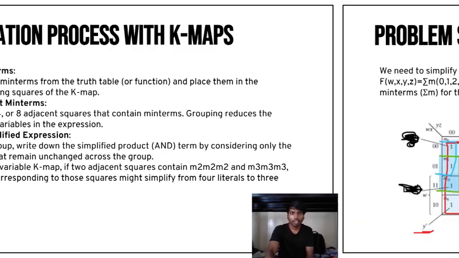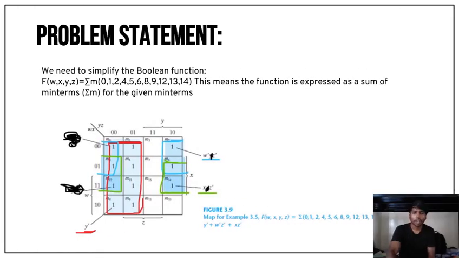Now, problem statement. We need to simplify this Boolean function, f of w, x, y, z equal to the summation of 0, 1, 2, 4, 5, 6, 8, 9, 12, 13, 14. This means the function is expressed as a sum of minterms for the given terms. As it shows, it is in the table of a K-map, and as you see in figure 3.9, the map example has the simplified expression y' + w'z' + xz'.